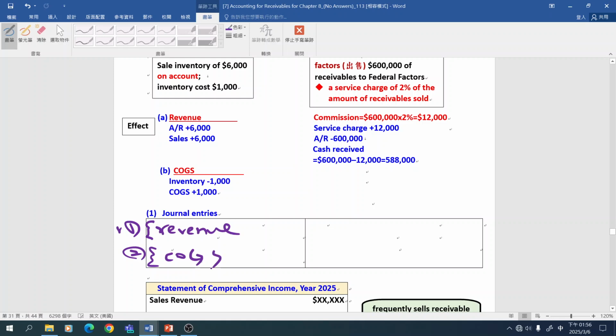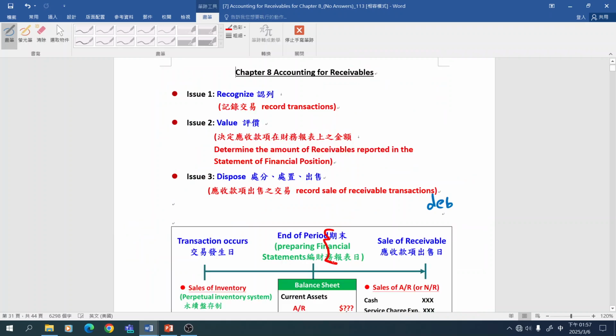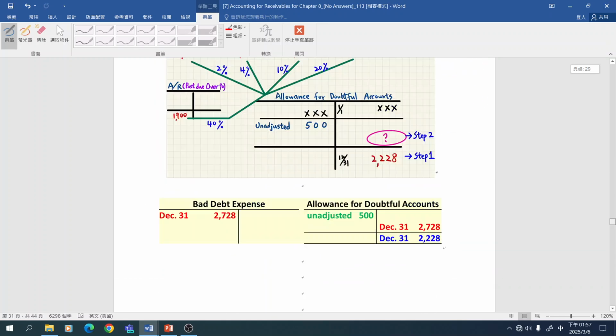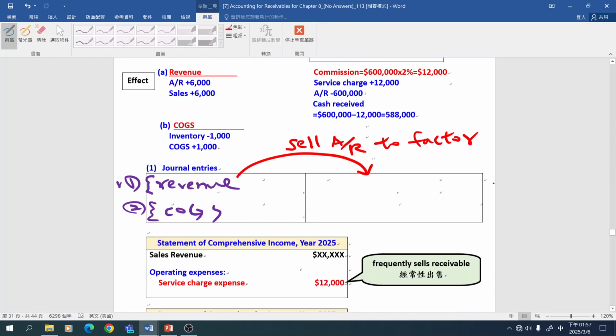Okay? So after we sell the products to customers, later on, because you don't want to do the dirty job, you decide to sell your receivables. To factor. Okay, so what kind of journal entry should you use to record the situation? You sold the receivables to the factor.